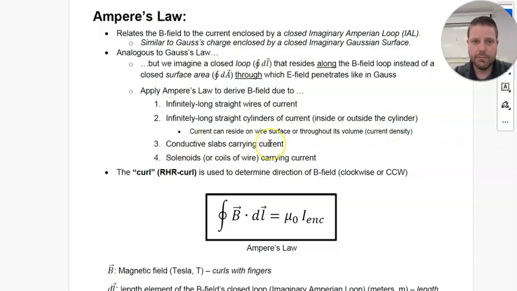Conductive slabs would be like a tabletop where there's a thickness to it, and it would have to be infinite in size, very, very big. Also a plane would fit into this, just like with Gauss, and those would be carrying current through them. The one that's different here is we're not going to be doing spheres, but instead solenoids, which are coils of wire, using Ampere's law to derive it. So we'll look at all those examples here in a moment.